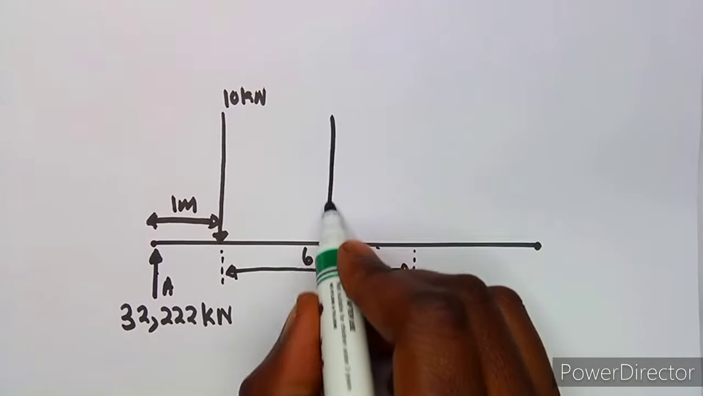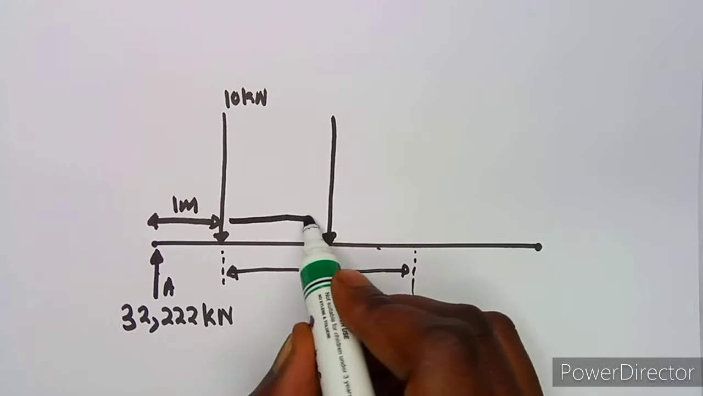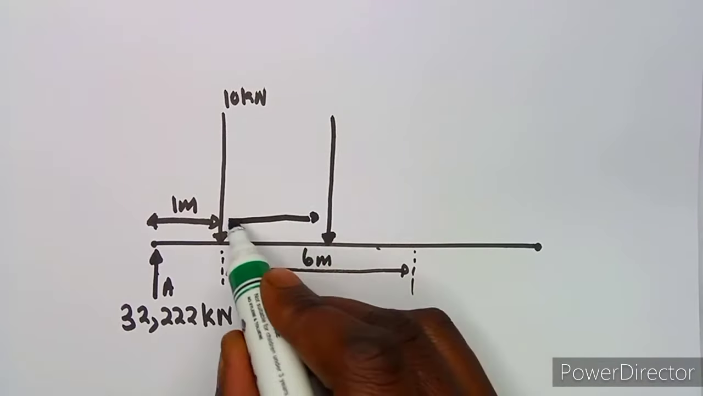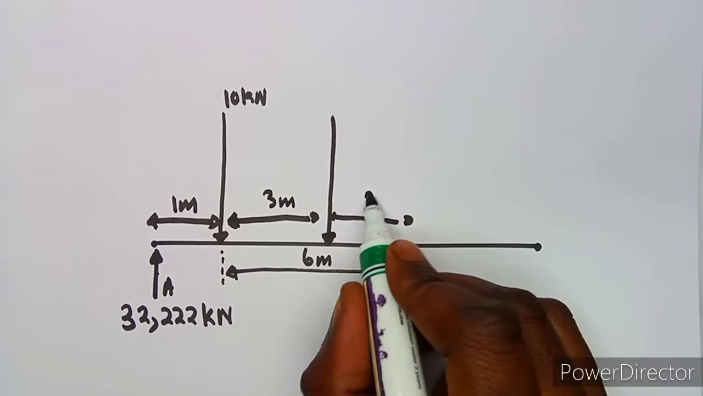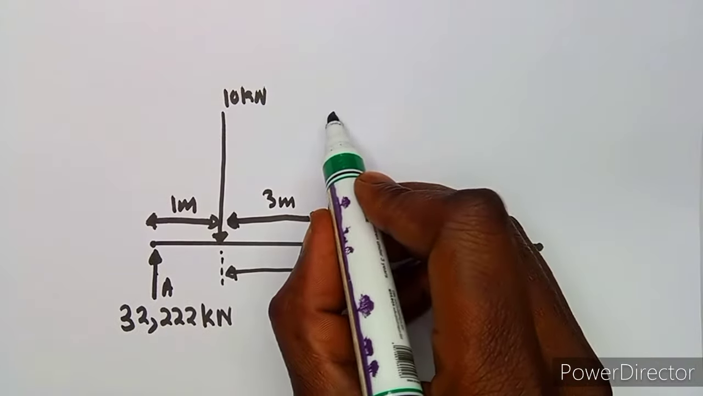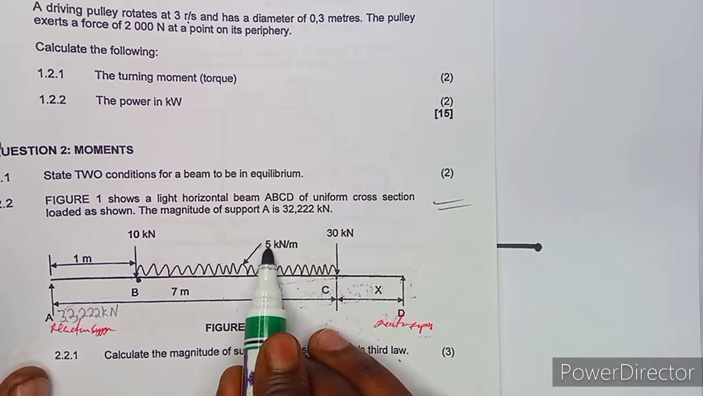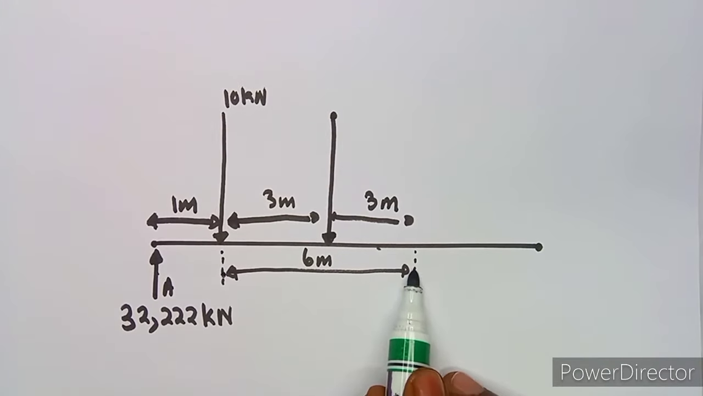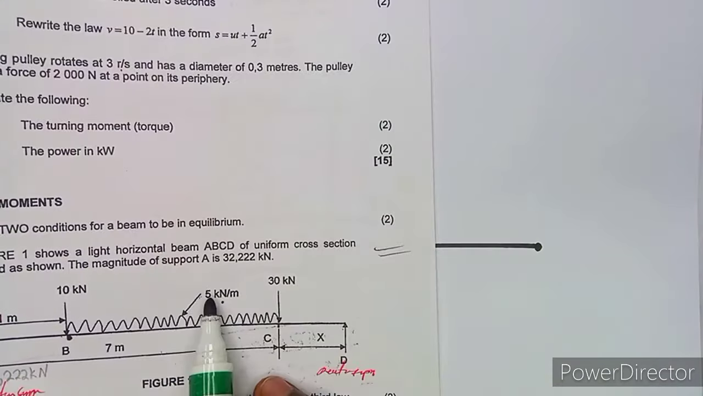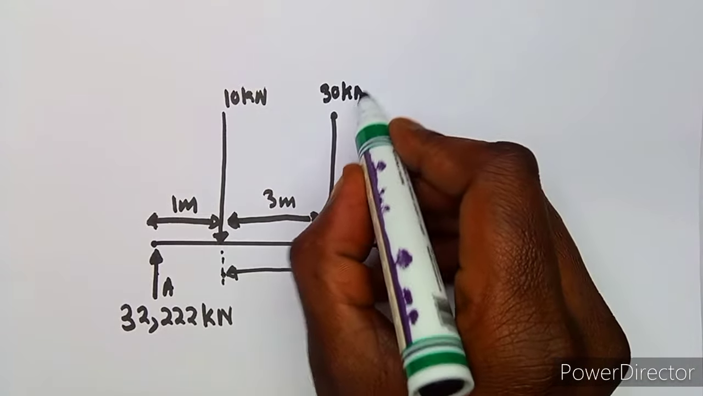Then this distributed load we are now going to write as a concentrated one. But now it's going to divide this distance into 2 equal parts, remember. So 6 divided by 2, which is 3. This one is 3 meters and this one is 3 meters. Here we shall have a single force, which you get by multiplying 5 kilonewtons per meter by the number of meters in between. From this point to this point is 6. So 6 times 5, that's 30 kilonewtons.